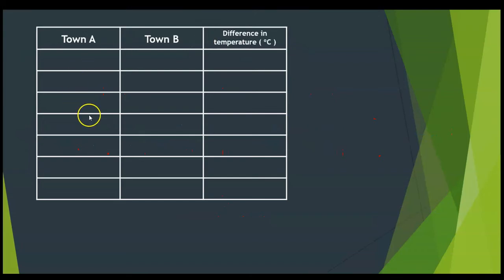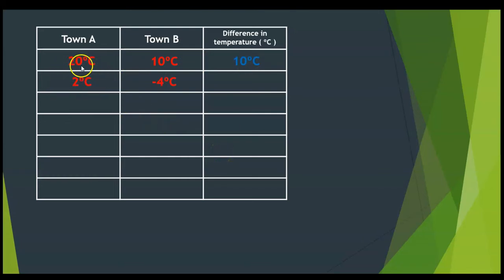We have a table here. It has town A and town B and the difference in temperatures. The temperature in town A is 20 Celsius degrees and town B is 10. So what is the difference between 20 and 10? Of course, it is two positive numbers. We just subtract, so it will be 20 minus 10, which is 10. Okay?